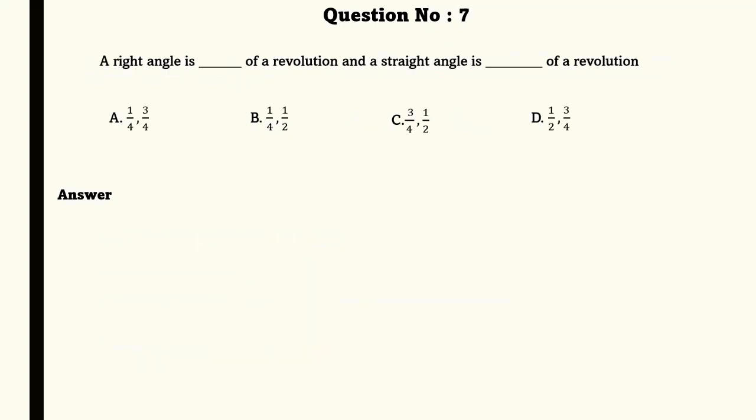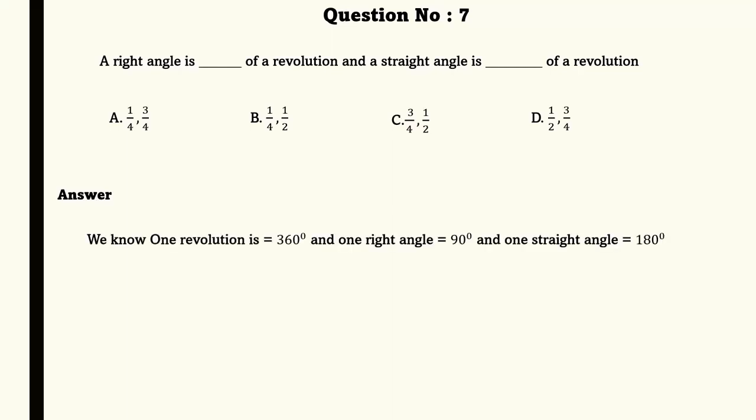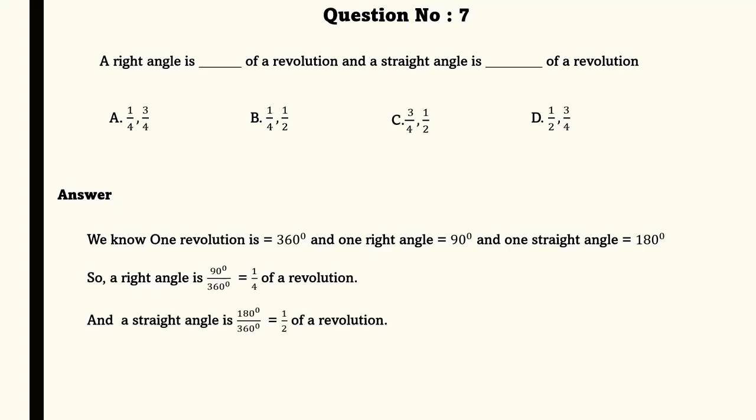Question 7. A right angle is dash of a revolution and straight angle is dash of a revolution. As we know, a revolution is 360 degree and one right angle in that revolution is 90 degree. Similarly, the straight angle is 180 degree. So in order to find how many right angles are there in a revolution, 90 degree by 360, which is equal to 1 by 4 of a revolution, and a straight angle is 180 degree by 360 degree, that is equal to 1 by 2 of a revolution.